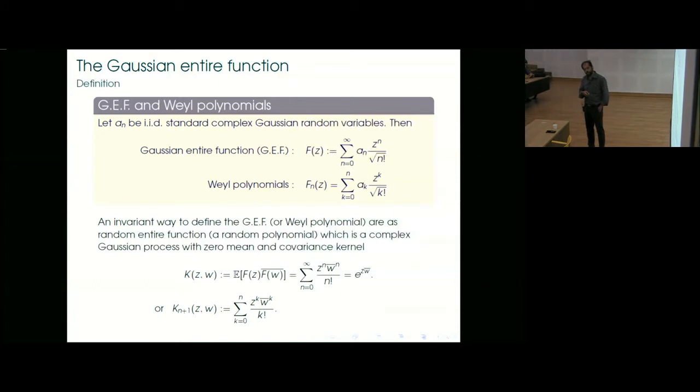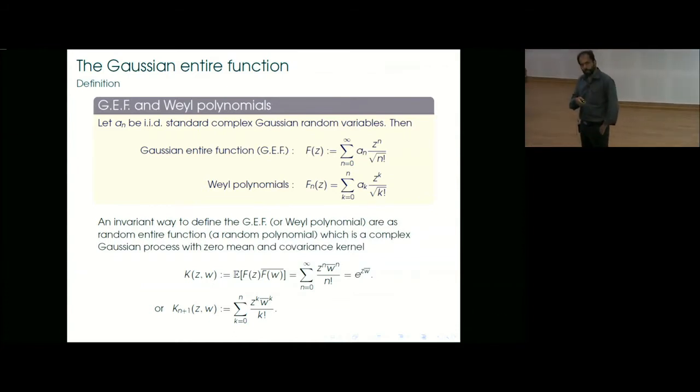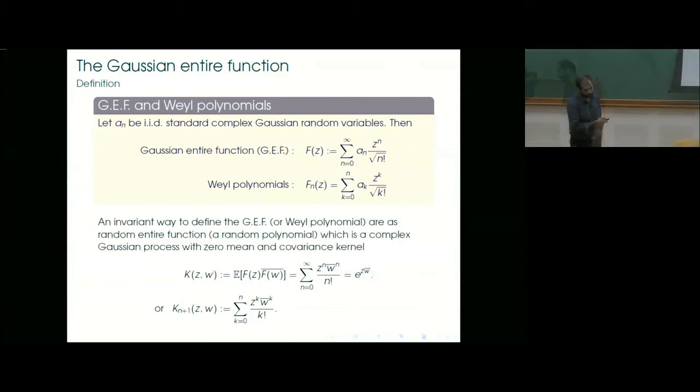It's an infinite power series, sum of a_n z^n over square root of n factorial, where these coefficients a_n are IID standard complex Gaussian random variables. What that means is that the real and imaginary parts are IID normal, mean 0, variance half. That's just a normalization. So this converges in the entire plane, and defines a random entire function, and the first point process will be just the set of zeros of this random entire function.